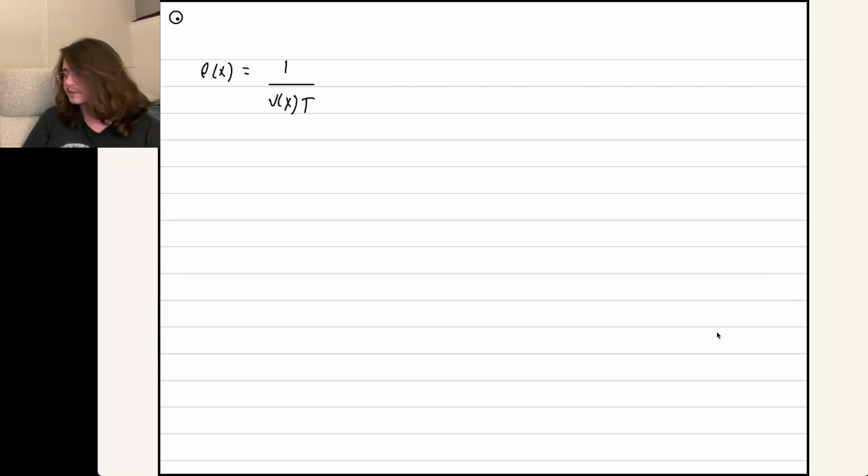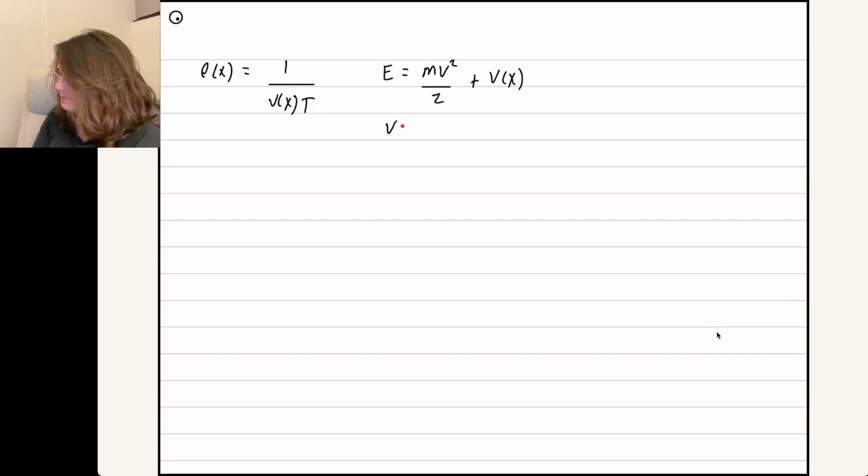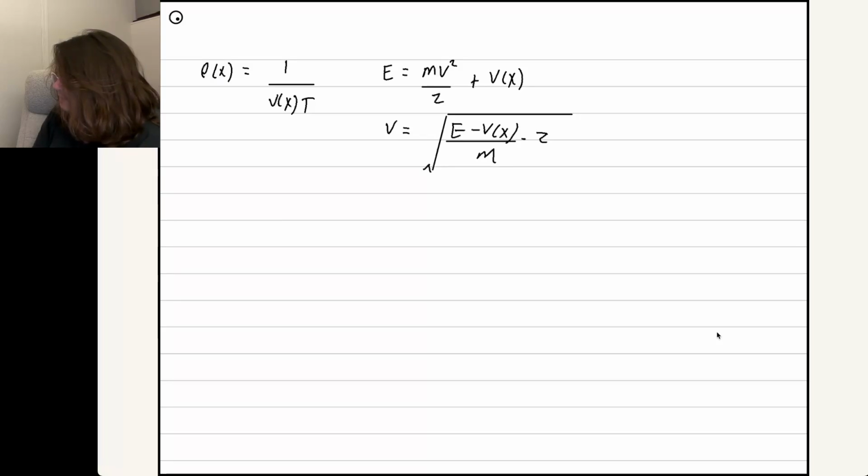of the total energy of the system and the potential energy of the system at position x using conservation of energy, which is just saying that the total energy of the system at any given time is the kinetic energy plus the potential energy. We can solve for the velocity then as being E minus V, and then you're dividing by m and multiplying by 2 and square rooting it. All right, so that's your velocity in terms of E and V of x.